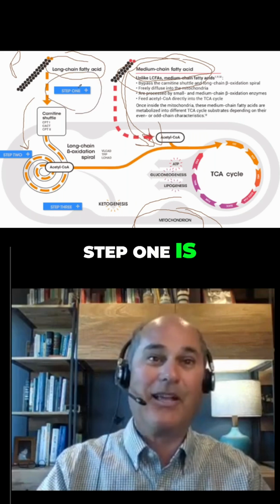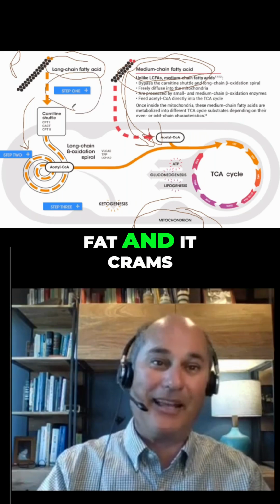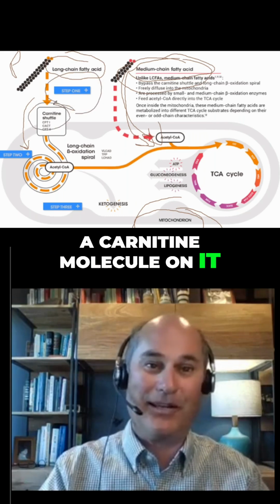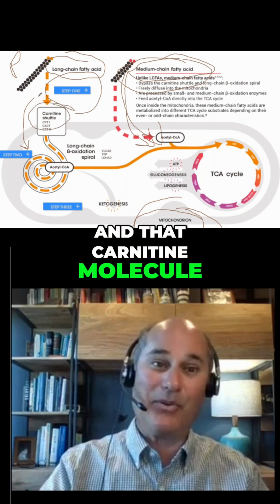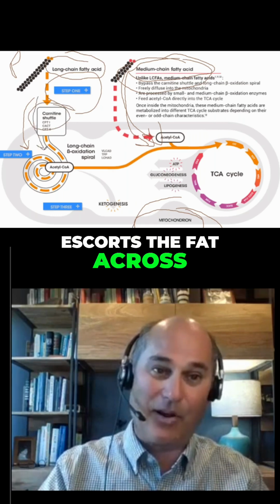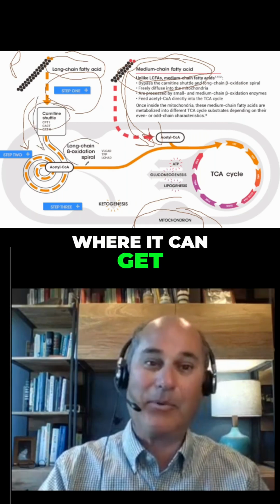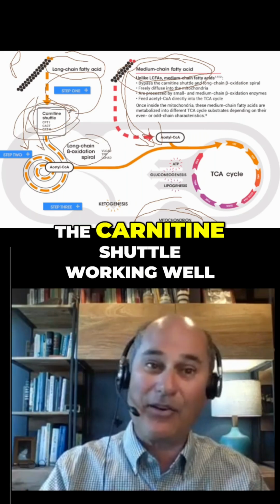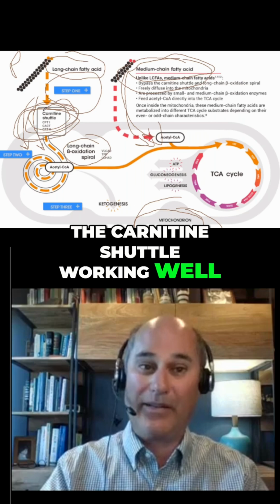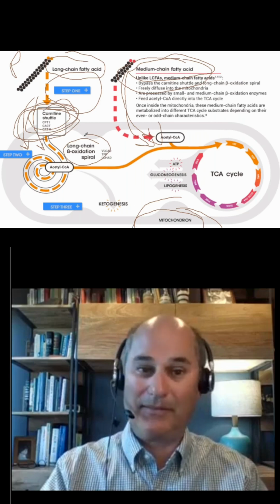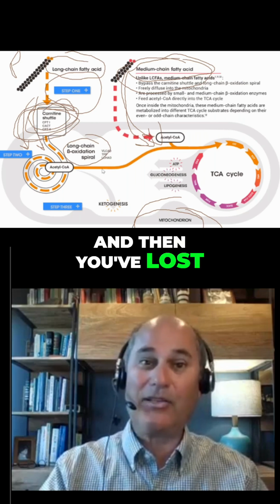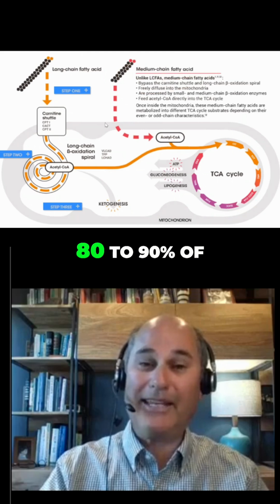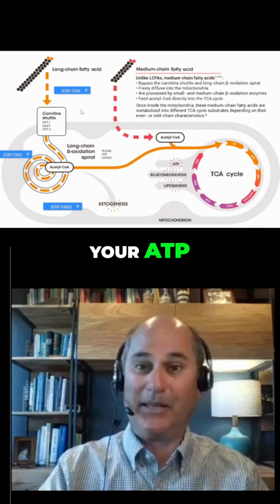Step one is your body takes that fat and it crams a carnitine molecule on it. And that carnitine molecule escorts the fat across the membrane where it can get broken up. That's the key. If you don't have the carnitine shuttle working well, then this won't happen. And then you've lost your fuel supply for 80 to 90% of your ATP.